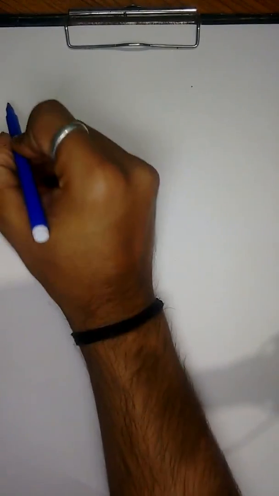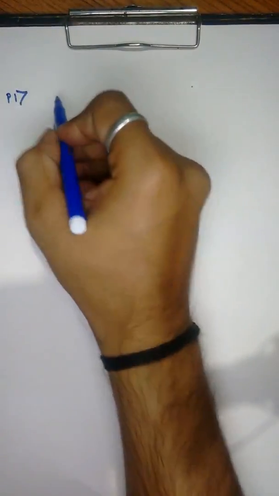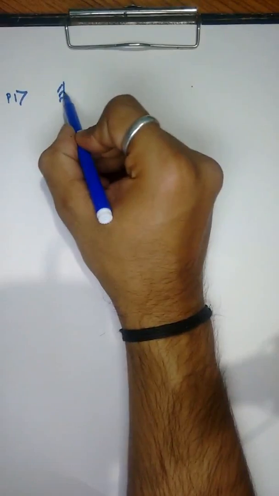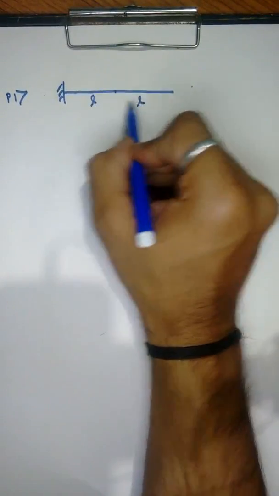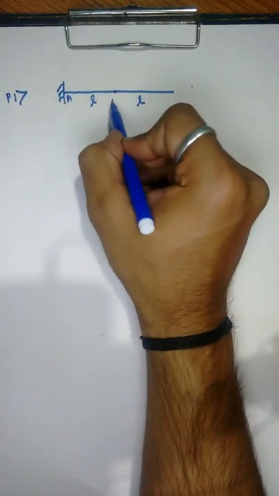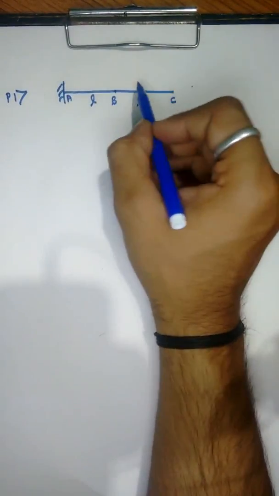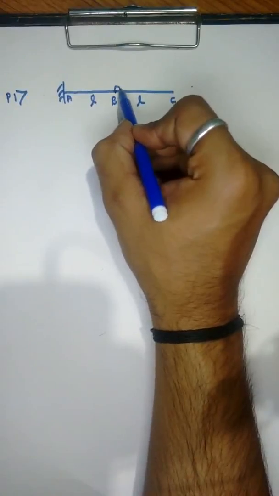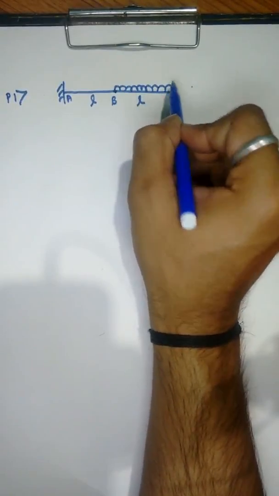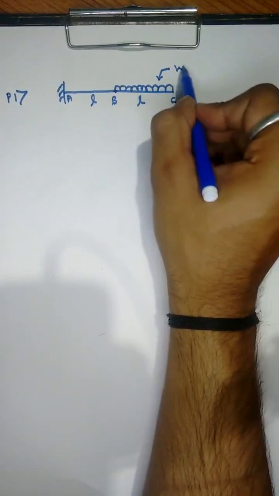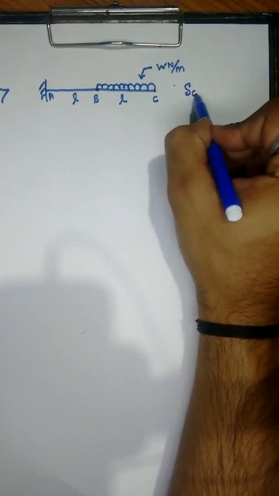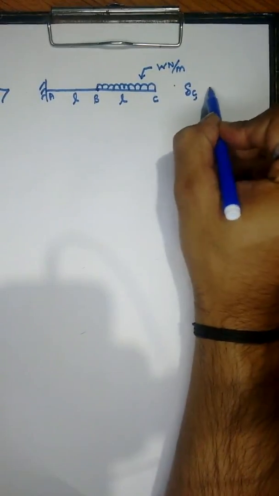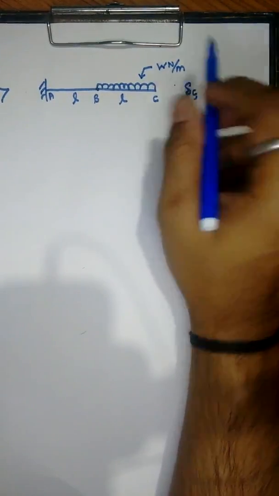So let's start with our first question. We have a cantilever beam of total length 2L, L and L. Say this point is A, this point is B and this point is C. Region BC carries a UDL of magnitude W Newton per meter. We have to find the deflection at point C and theta at point C.